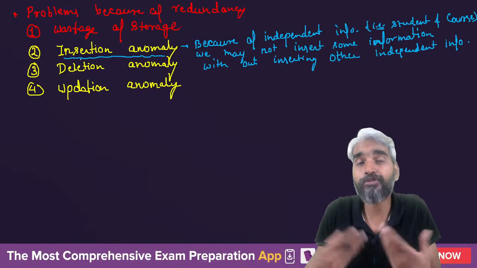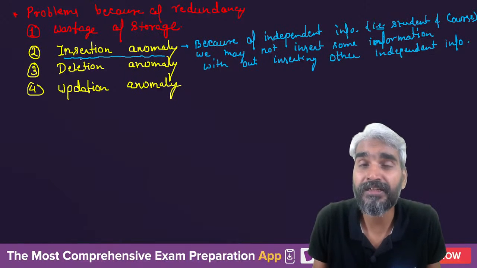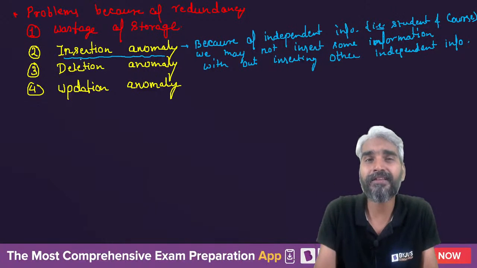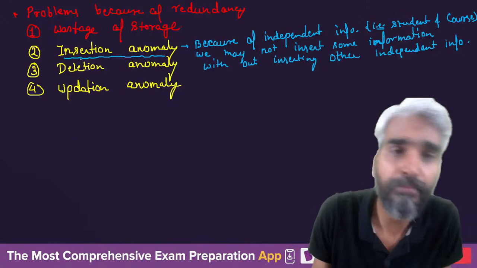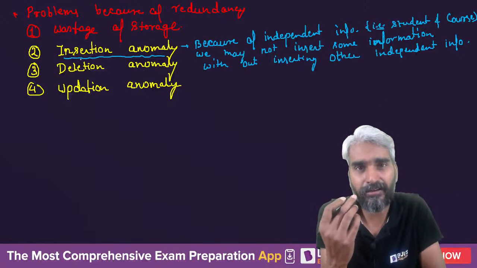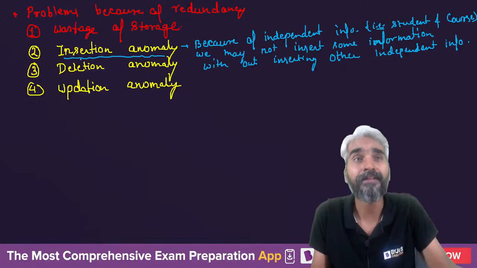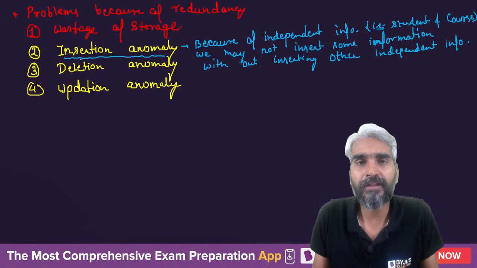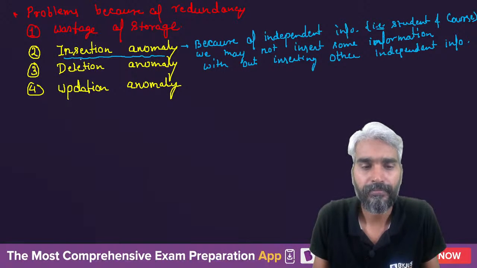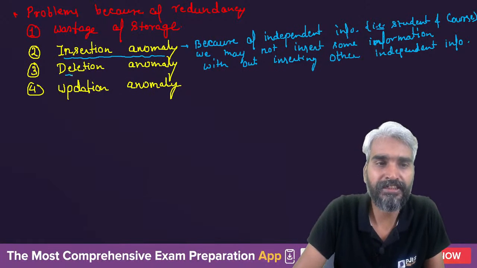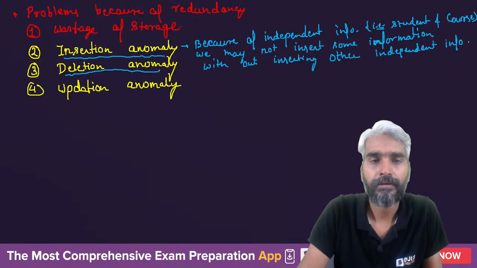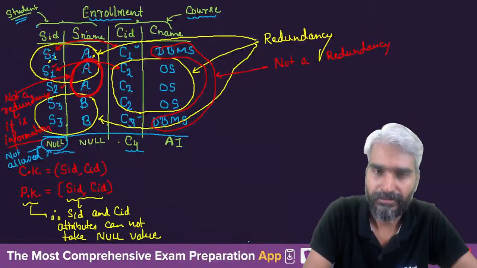And we eventually need to insert the information in the database. Why have we created the database? We actually want to store the information in the database. This is the primary reason for creating a database: to store the information and retrieve the information. Okay? What is deletion anomaly?